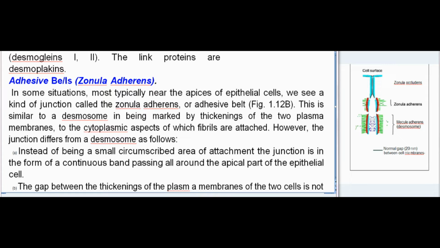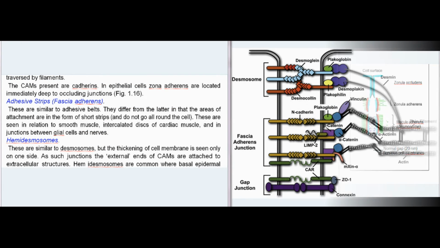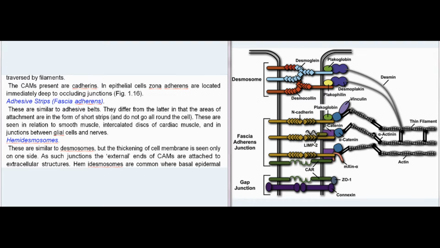A. Instead of being a small circumscribed area of attachment, the junction is in the form of a continuous band passing all around the apical part of the epithelial cell. B. The gap between the thickenings of the plasma membranes of the two cells is not traversed by filaments. The CAMs present are cadherins. In epithelial cells, zonula adherens are located immediately deep to occluding junctions, Fig 1.16.